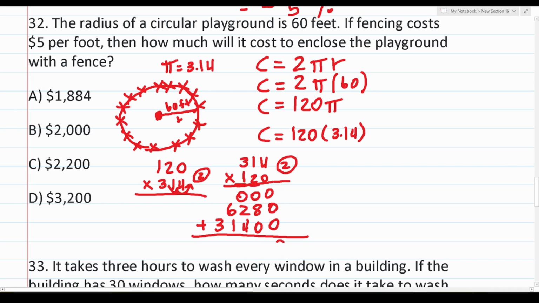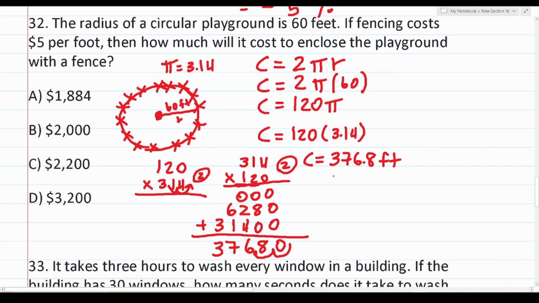0 plus 0 plus 0 is 0. 8 plus nothing is 8. 2 plus 6 is 8. 6 plus 1 is 7. And 3 plus nothing is 3. Let's bring in our 2 decimals. So we can see that the circumference, if we work it out, is 376.8 feet.